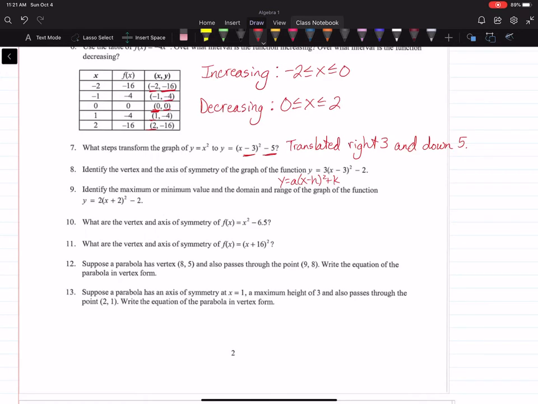That is your formula. So we're just looking for the vertex, which is h and k. So the vertex is positive 3, negative 2. Remember, you change the sign of what's on the inside. And the axis is always x equals the x part of the vertex. So x equals 3. So vertex is 3, negative 2. Axis is x equals 3. Make sure you put the x equals. It is a line, therefore you have to write the equation.